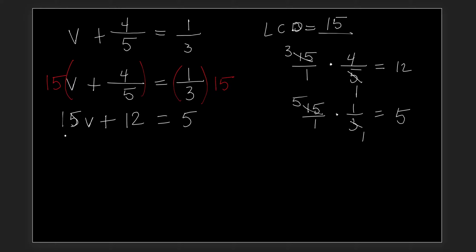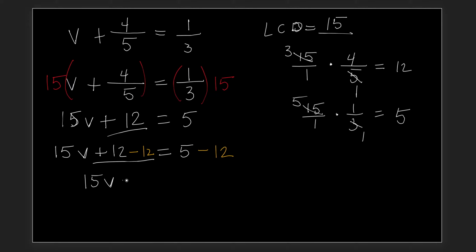We need the 15 to go away from v to the other side of the equal sign. We need the 12 to go away from v to the other side of the equal sign. You start with the number farther away from v first. So the way we would get rid of that 12 is by subtracting the 12. We have to do it to both sides. So we'll subtract 12 from both sides. And so this part makes 0. 15v plus 0 is just 15v. And 5 minus 12 is -7.